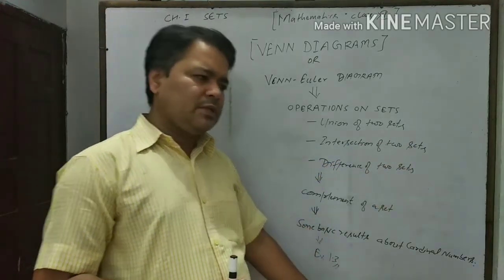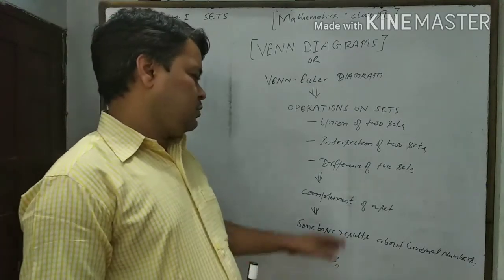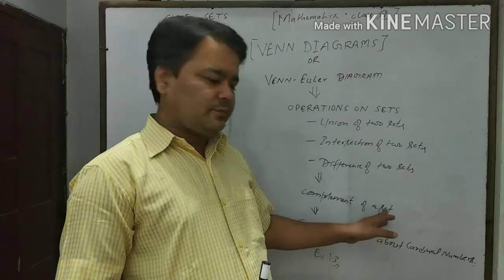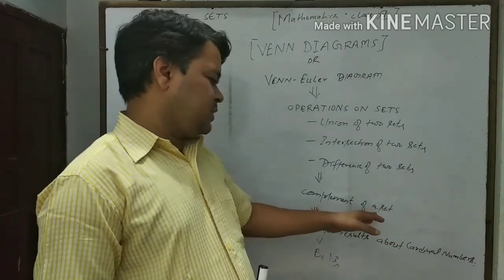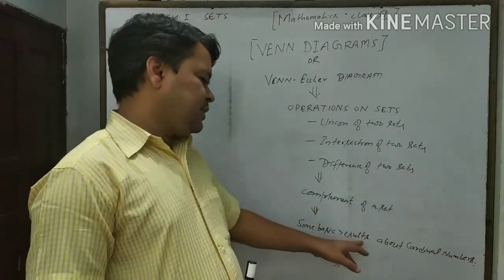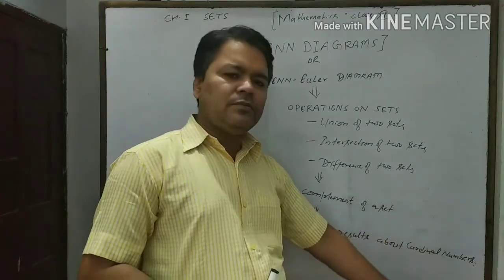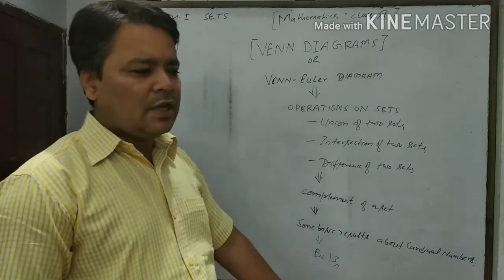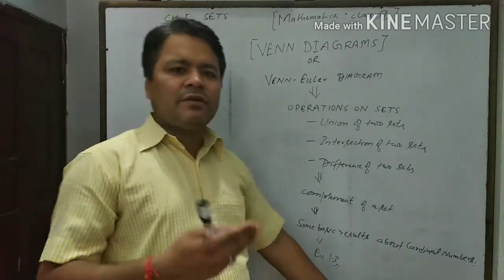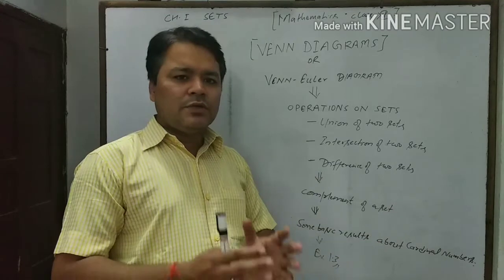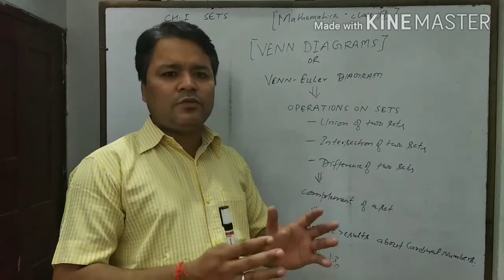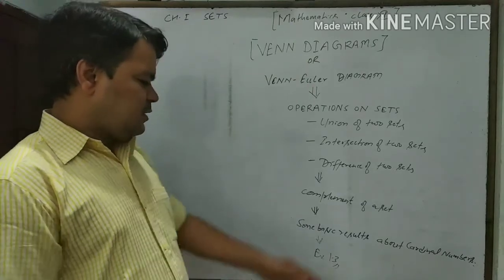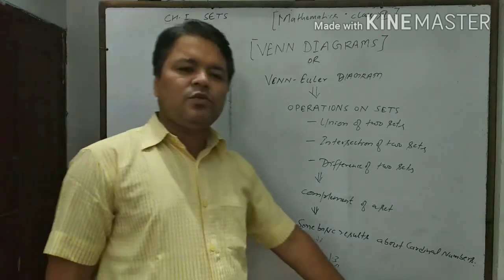After that we should try to know what is the complement of a set. After knowing the complement of a set, we try to know some basic results about cardinal numbers, which are also related to the union of two sets, intersection of two sets, difference of two sets, and how the union, intersection, and difference of two sets are correlated to each other. And finally we will try to start exercise 1.3.